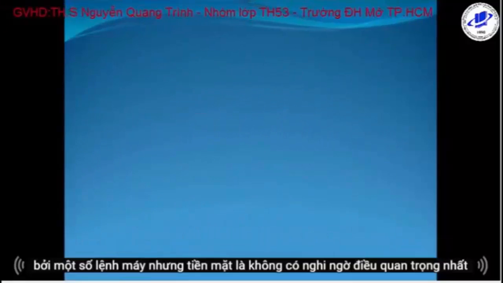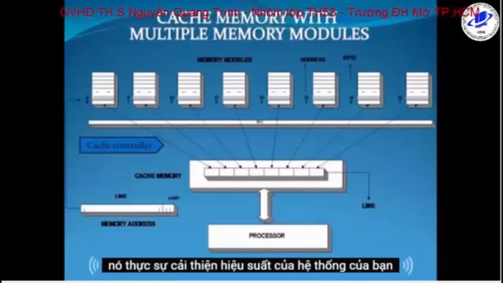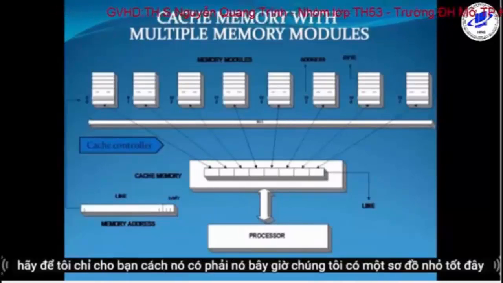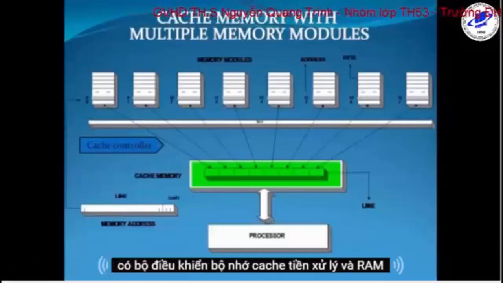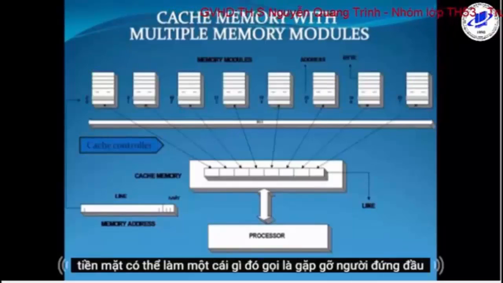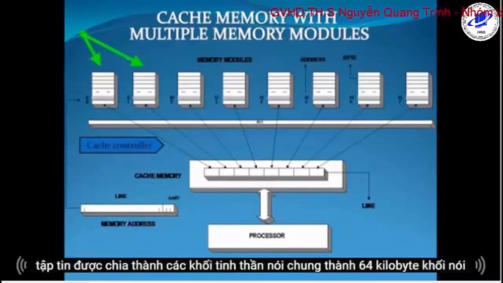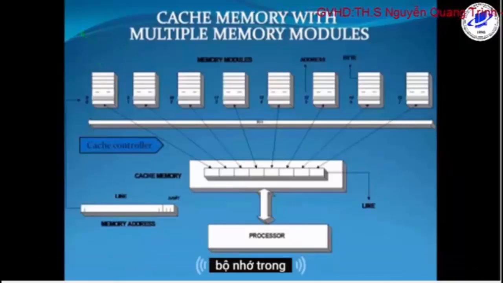But cache is without doubt the most important thing you can have in your processor. It really does improve the performance of your system. Let me show you how it does it. Now we have a good little diagram here. There is processor, cache, cache controller, and RAM. The cache can do something called reading ahead. Let me describe what that means. Here in RAM, files are broken into little blocks, generally into 64 kilobyte blocks of RAM.